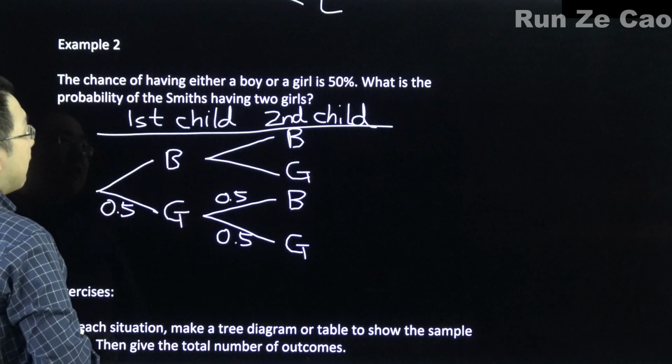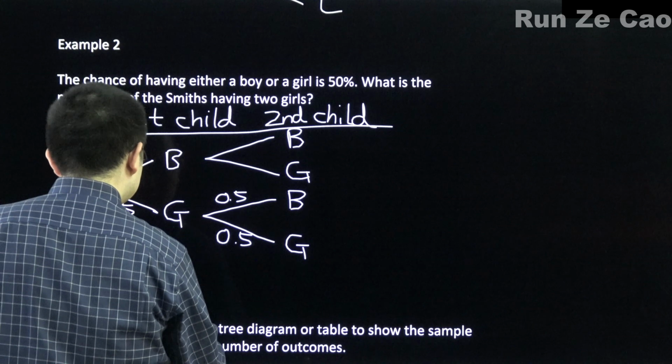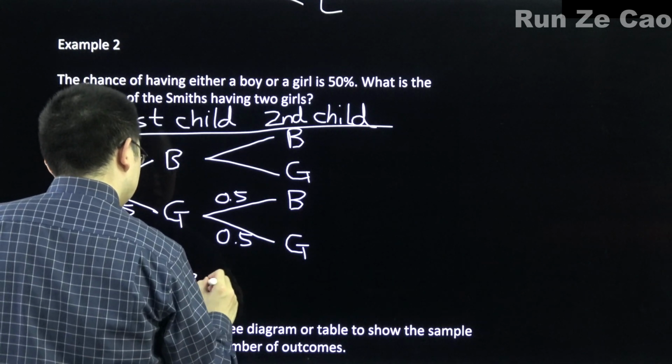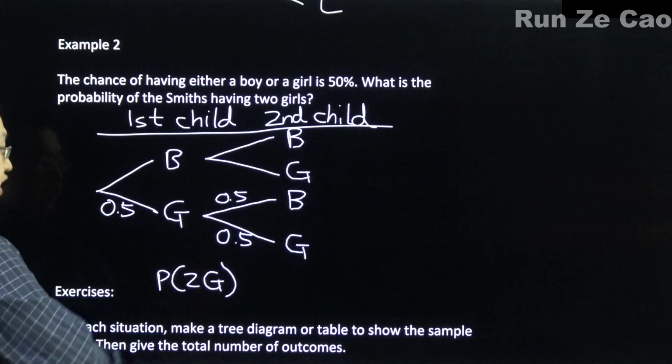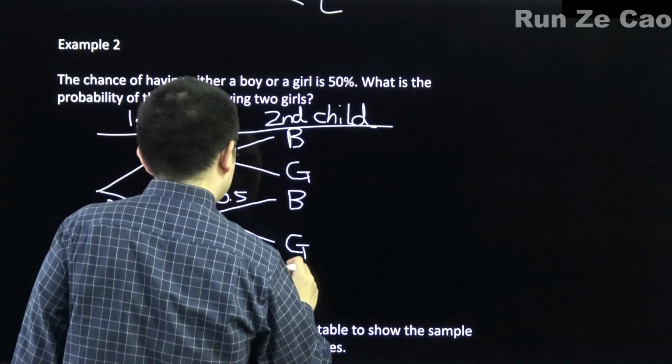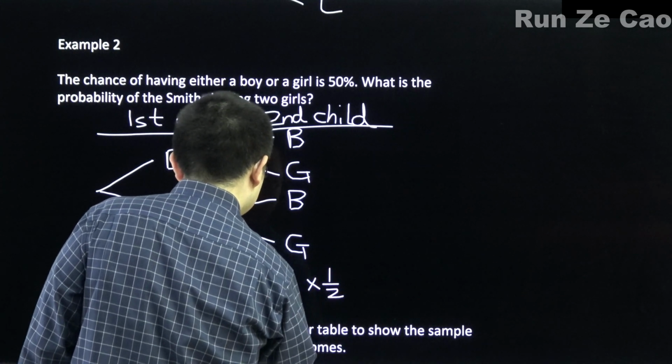The probability of the Smiths having 2 girls is 1/2 times 1/2. So probability of 2 girls, or G comma G, is equal to 1/2 times 1/2, which is equal to 1/4.